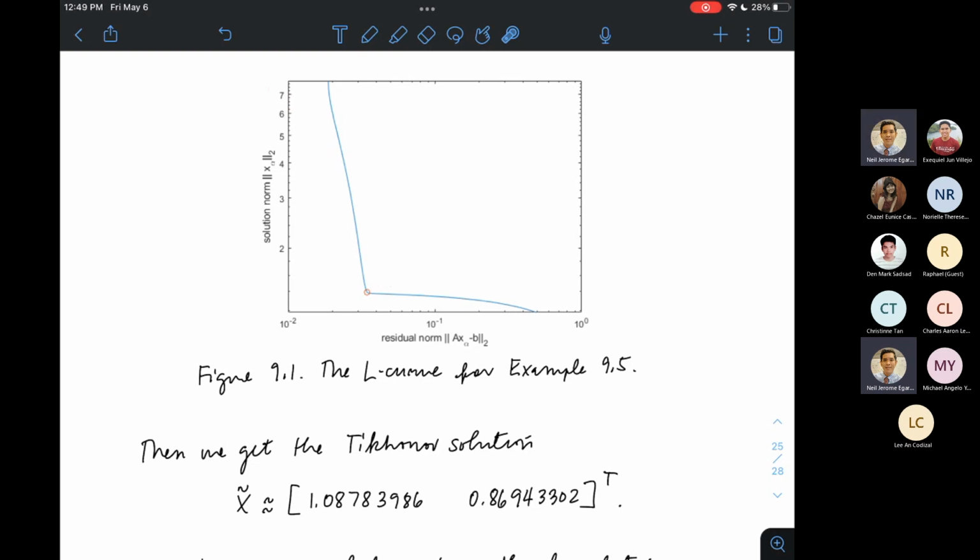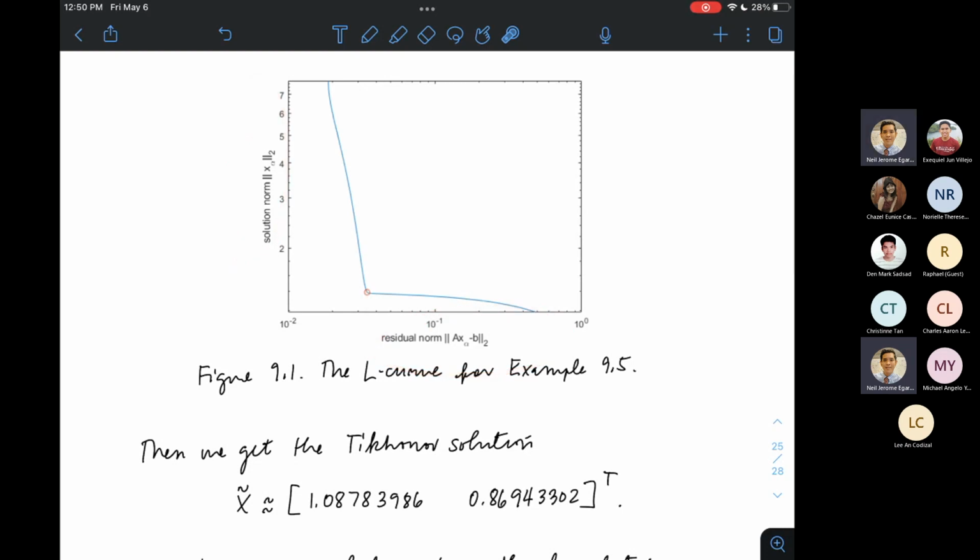Medyo tricky nga lang ito kasi pag napaplot mo na to kay MATLAB, isa pang question ay paano ko kukunin yung corner. Kasi hindi ko siya makikita kasi yung alpha, ang kailangan kong kunin ay yung alpha ng nagbigay ng corner na ito. So kailangan kong paano nga pala sino yung alpha na ginamit ko para makuha itong point na to. Okay? Kasi yung x component, siya yung residual norm, yung y component, siya yung solution norm.